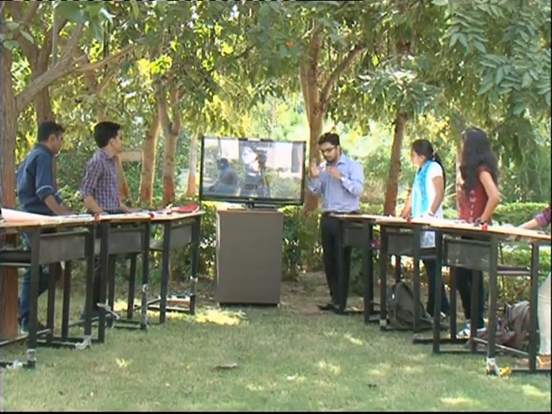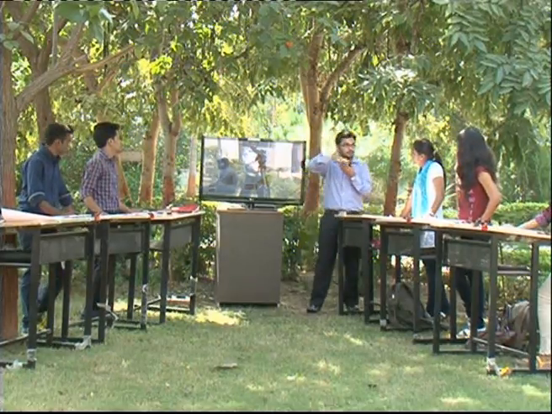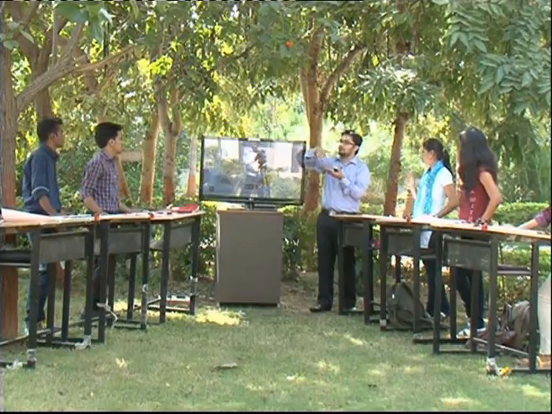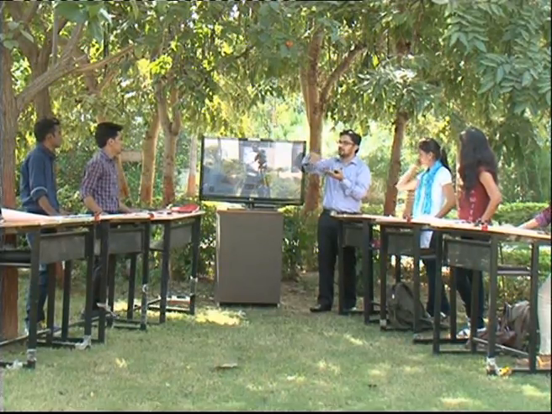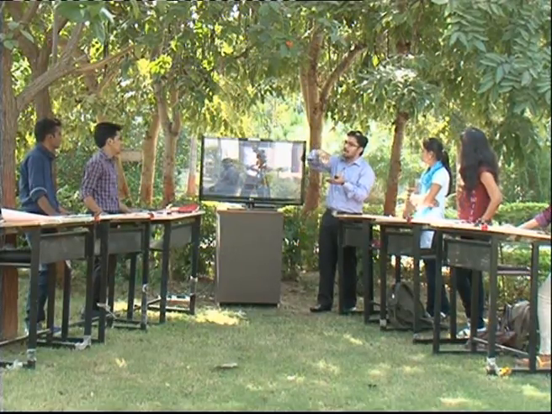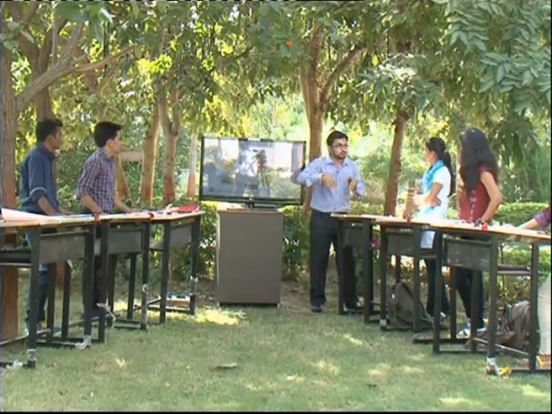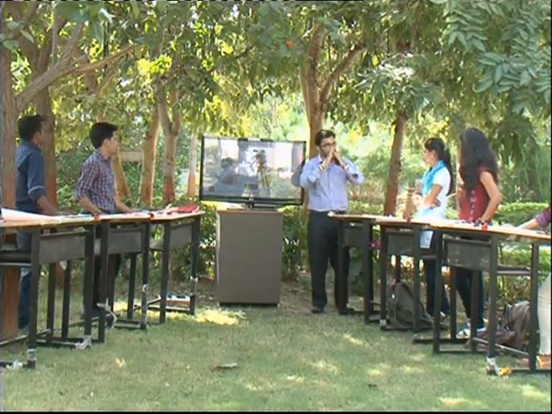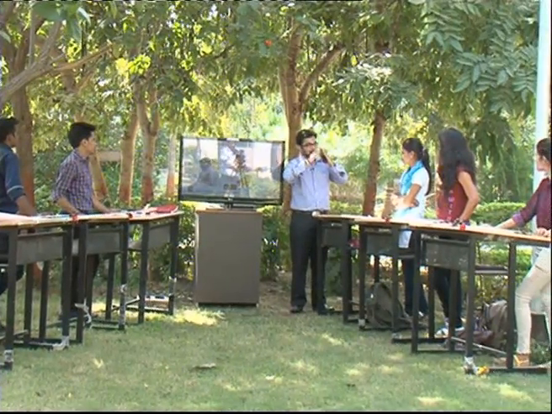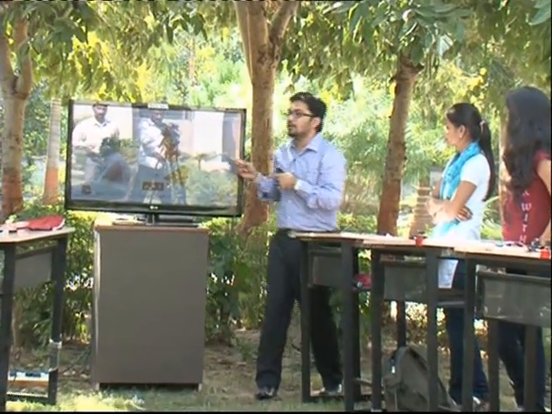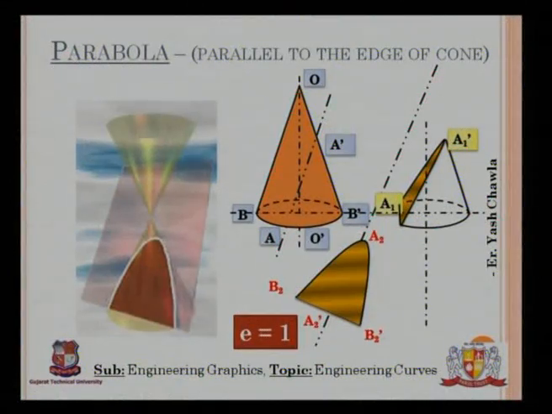Now coming on to parabola. We just inclined the plane from horizontal, gave it a little bit of inclination and cut the cone, so we got an ellipse. Now if we cut the cone at an angle which is equal to the slant edge of the cone, this is the cone, if I take a plane which is parallel to this slant edge and then cut the cone, then the curve that I get will be a parabola. And for a parabola, eccentricity is equal to 1.